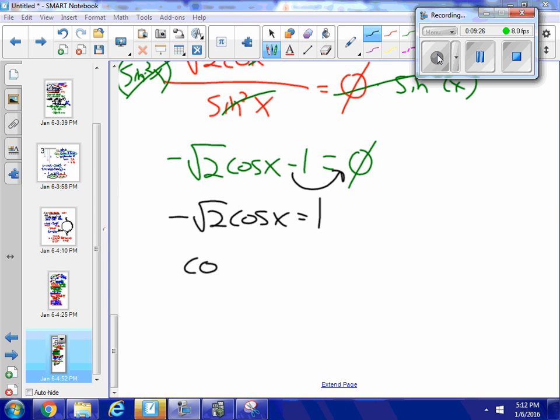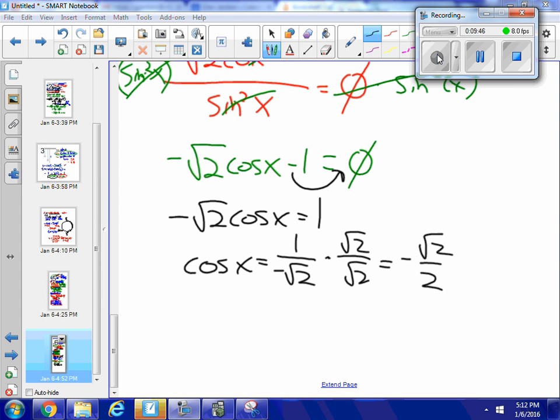So cosine x is equal to 1 divided by negative radical 2. Oh, this is looking pretty good. Let's rationalize that. Multiply by radical 2 over radical 2. And what do you know? I have negative radical 2 over 2. Well, I know where cosine x is equal to negative radical 2 over 2. I go back and I think about my unit circle.